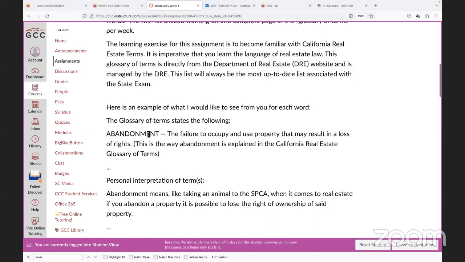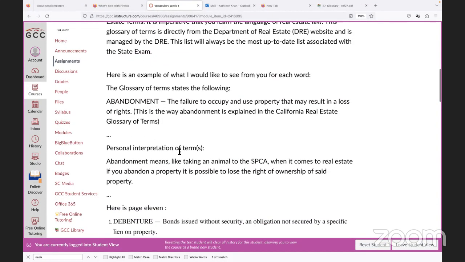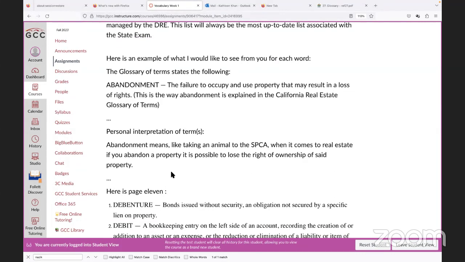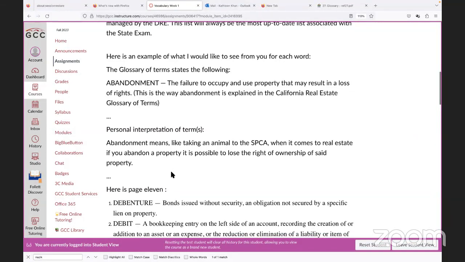The glossary of terms states the following. The glossary of terms per the Department of Real Estate says that abandonment is the failure to occupy and use property that may result in a loss of rights. This is the way abandonment is explained in the California Department of Real Estate glossary of terms. So I put it down here. The next section, personal interpretation. I was like, what would my personal interpretation be? Abandonment means like taking an animal to the SPCA. When it comes to real estate, if you abandon a property, it is possible to lose the right of ownership of said property. Another thing you could say is you've terminated your right to the property the moment you walk away. You're basically handing the property back over to the powers that be.